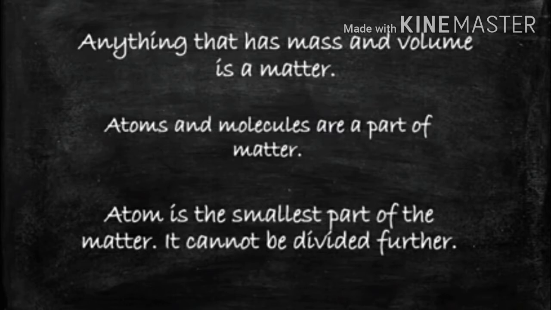Now we'll see what is meant by matter. Anything that has mass and volume is matter. Atoms and molecules are a part of matter. Atom is the smallest part of the matter. It cannot be divided further.